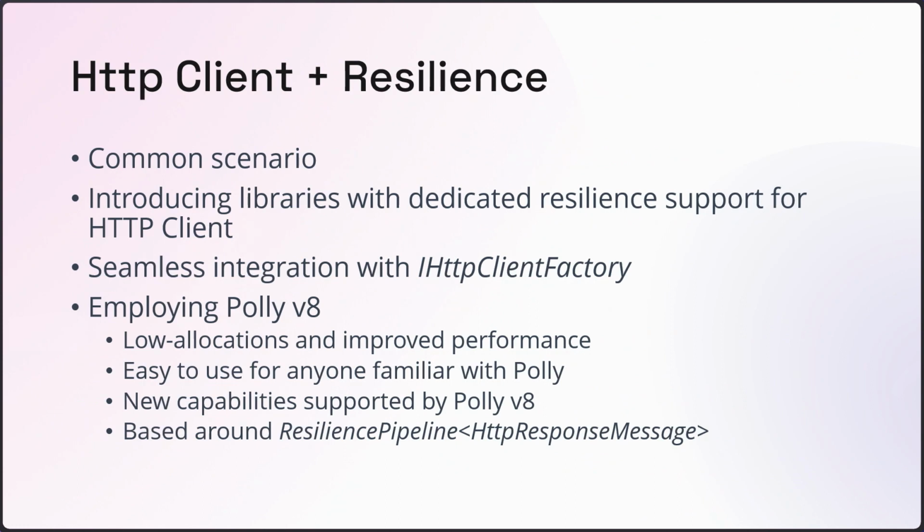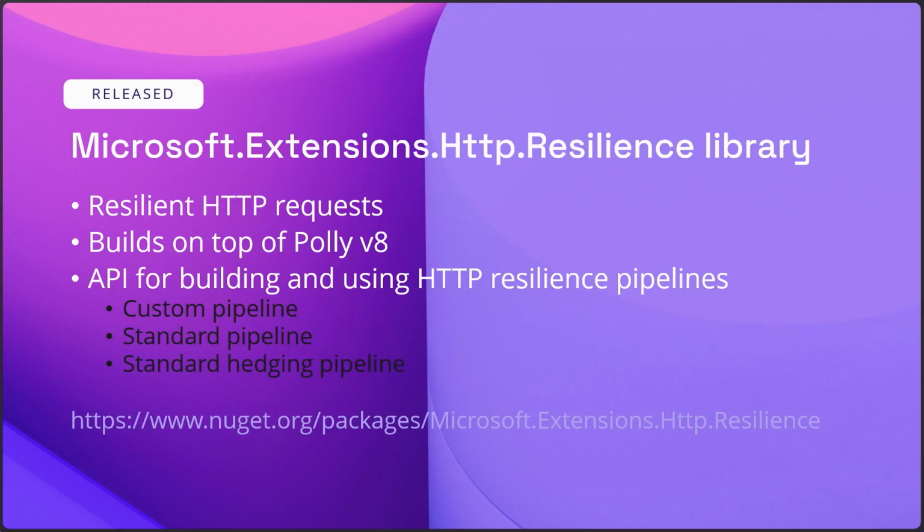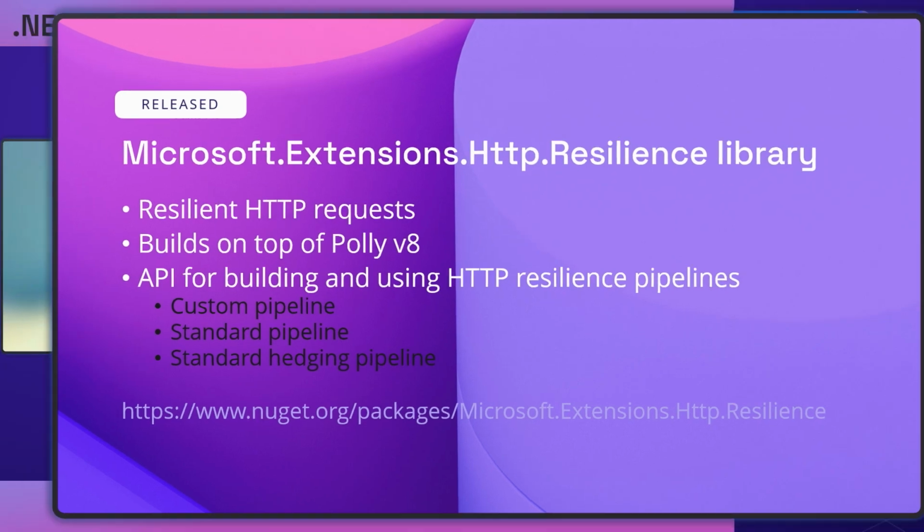And we also support new capabilities. All these APIs are based around the resilience pipeline of HTTP response message that I was showing off earlier. So the first library we are announcing is the Microsoft Extensions HTTP Resilience library, and this one is used to build resilient HTTP requests. As I mentioned earlier, it's built directly on top of Polly V8, and it offers an API for creating and using the HTTP resilience pipeline, such as custom pipeline, standard pipeline, and standard hedging pipeline. We will demo these in a bit.